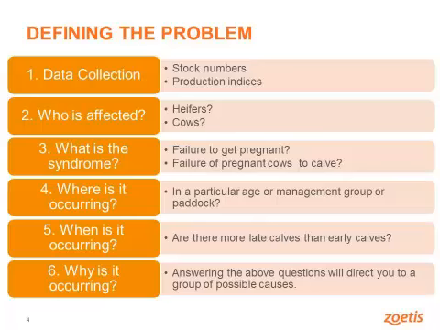The next question is, what is the syndrome? Is it just a failure to get pregnant? Is it a failure of pregnant cows to calve? The next question is, where is it occurring? Is it occurring in a particular age or management group of cattle, or in a particular paddock? The next step is, when is it occurring? Are there more late calves than early calves? Is it occurring at a particular time of year, or is it occurring in one year and hasn't occurred before in other years when things have been similar? Why is it occurring is the final question.